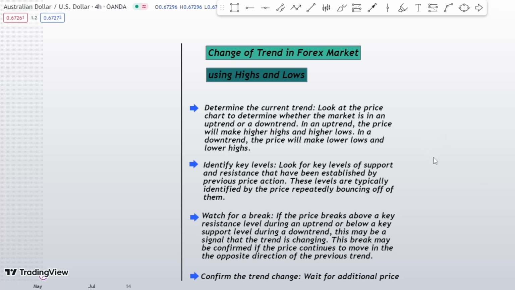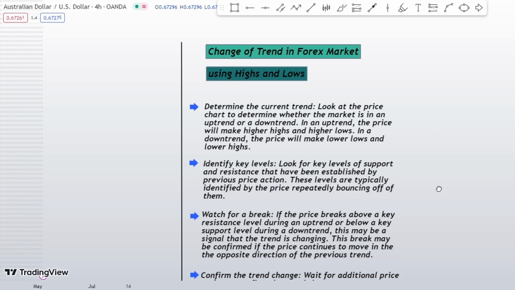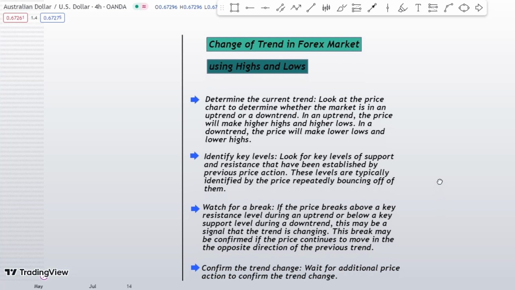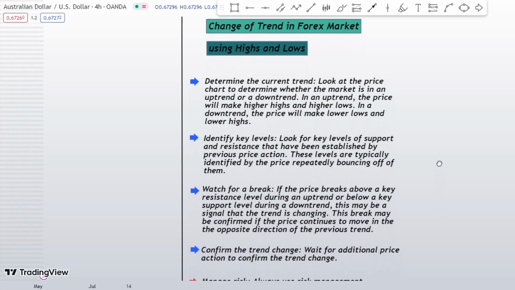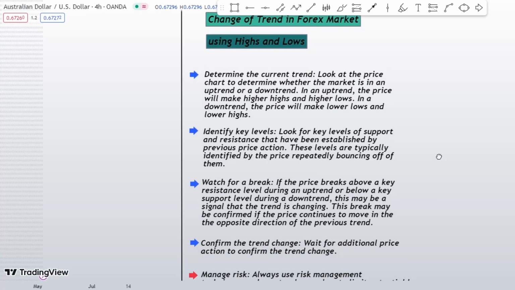Okay, so what's the first step to do when you are using your higher lows to determine the change of trend? Look at the price chart. The first step that you need to do is to determine the current trend. That's very important to know where the market is going. You have to know if the market is on the uptrend or downtrend.